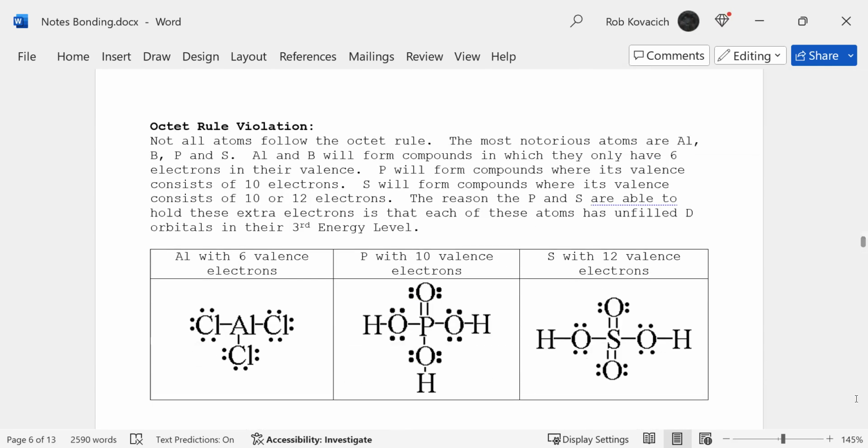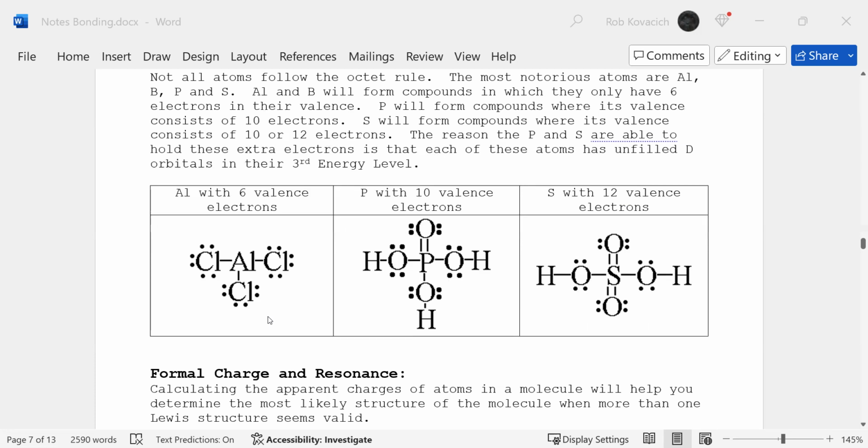So now let's talk about some octet rule violations. The octet rule, remember, is that things want to see 8 electrons. These violations are going to be centered around aluminum and boron, and then phosphorus and sulfur. Aluminum and boron only want to see 6 valence electrons, so don't try to attach a 4th bond to them. Just 3 bonds to the aluminums and 3 bonds to the borons.